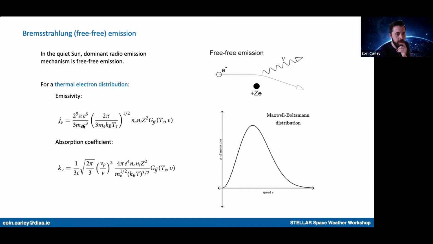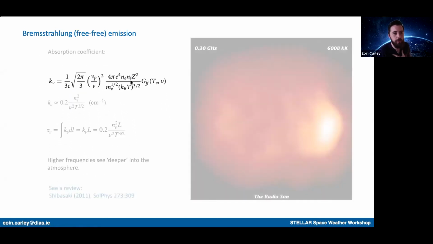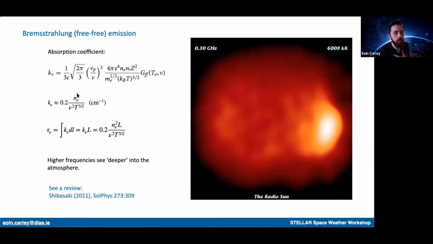I won't concentrate on this too much, but I will go into something a little bit more important for the quiet sun, and that's the absorption coefficient. There's a huge amount of parameters here. I'm not going to describe them all, but I'll show you on the next slide what we're left with when we evaluate those parameters. This is a much more simplified and reduced version of what absorption is like in the quiet sun due to free-free emission. Absorption is directly proportional to electron number density squared, inversely proportional to frequency squared, and temperature to the 3/2.